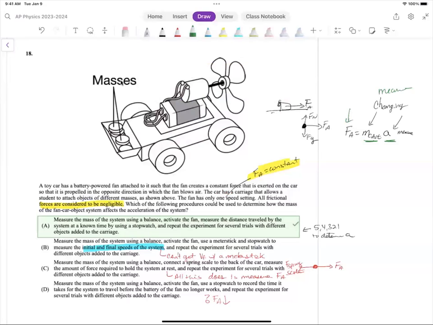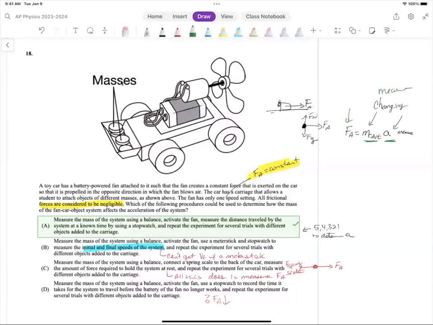That would allow me to get a relationship between the changing mass and acceleration, but you got to keep the other variable, F_A, constant. How about B? Measure the mass, activate the fan, use a meter stick and stopwatch to find the initial and final speeds. That's a problem. How in the world are you going to use a meter stick to find the final speed of the system? A meter stick, last I checked, doesn't have the ability to determine the instantaneous speed after some time. You can't get V final with the meter stick.